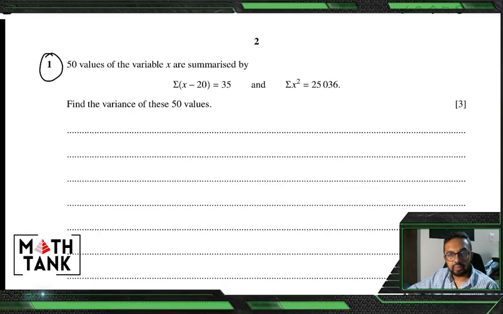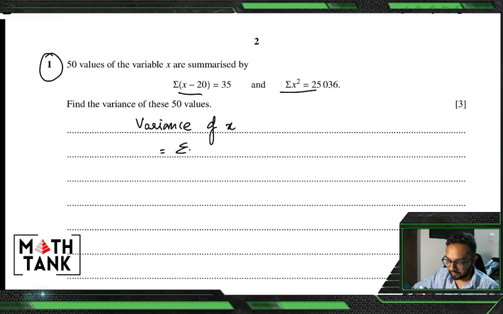Okay, 50 values of the variable x are summarized by these. Unusual sort of data, never seen this kind before. One of them is adjusted, the other is not. Find the variance of these values. So what I want to calculate is the variance of x. So variance of x is basically sum of x squared divided by n minus the mean of x squared. But I don't have the mean of x squared, but I have some adjusted data.